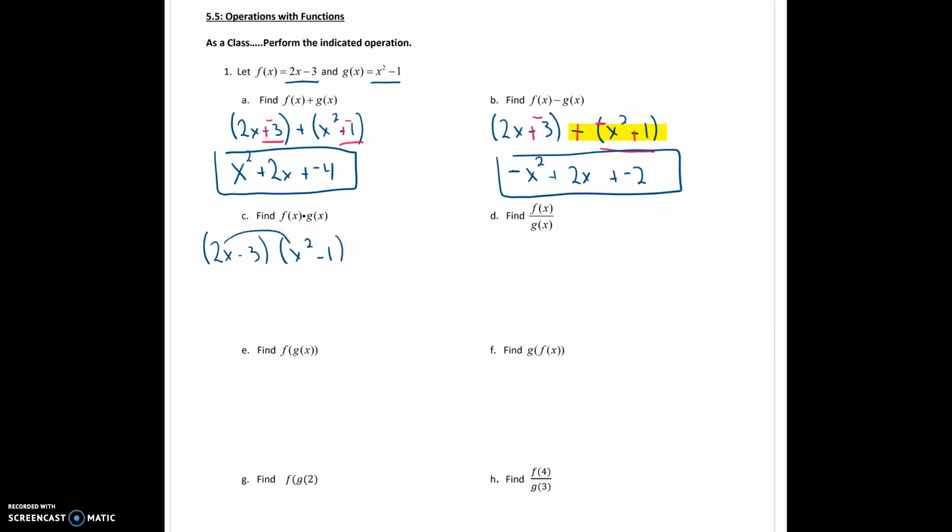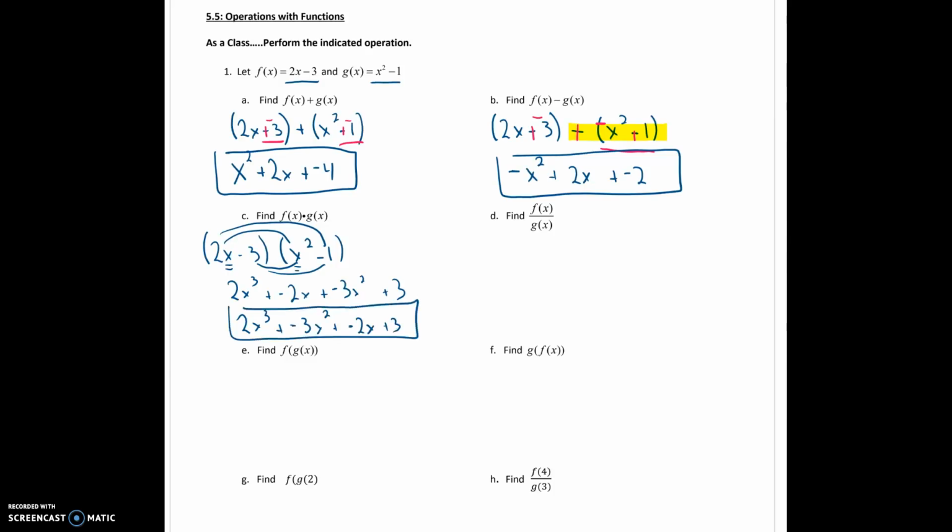So I'm going to start with the 2x, and I'm going to get 2x cubed. Remember, when we're multiplying and the bases are the same, like they are with these x's, you add the exponents. And then I'll get a -2x. And now the -3 is going to distribute. I'm going to get a -3x squared, and then a +3. And again, on the multiple choice, this answer would be in standard form. So it would be 2x cubed, then the -3x squared, then the -2x, and the 3.